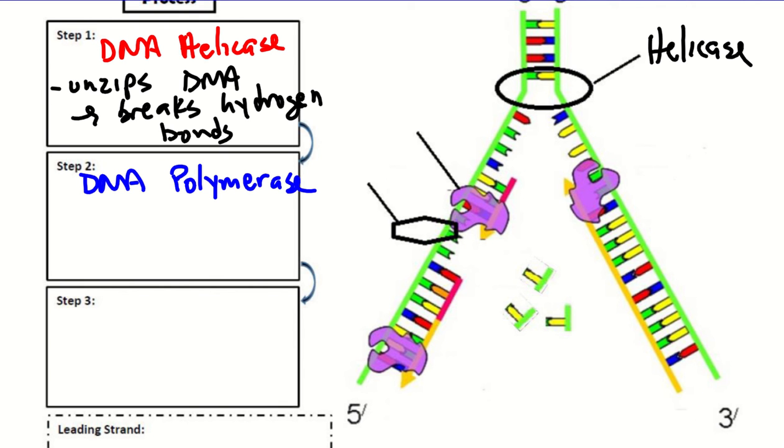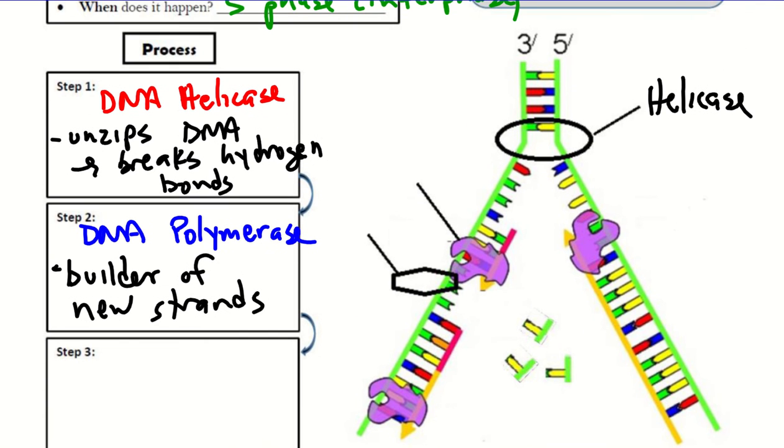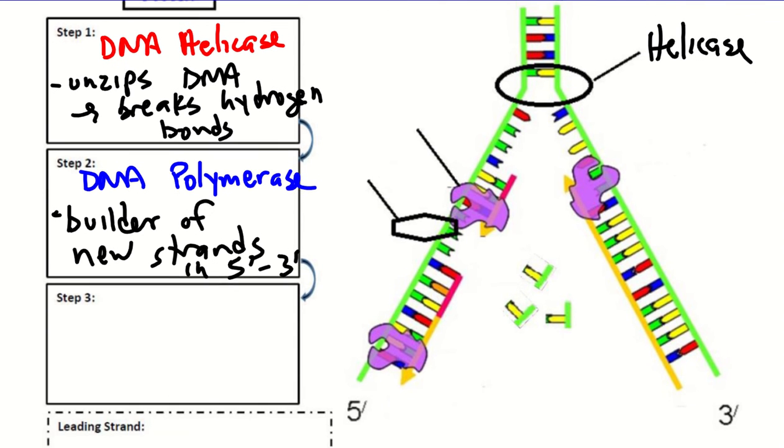DNA polymerase. DNA polymerase is the builder of new strands. Now there's a little kicker here. Remember that DNA is anti-parallel, which means that we have opposite strands. 3' to 5', 5' to 3'. Now, DNA polymerase is only building in one particular direction. It is only building in the 5 to 3 direction of that new strand.